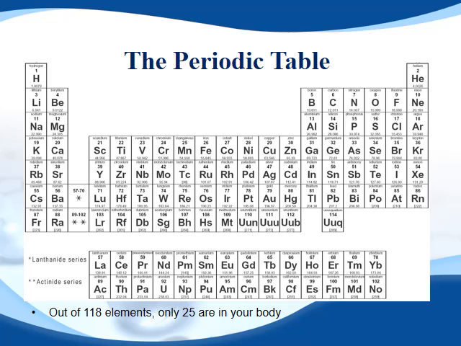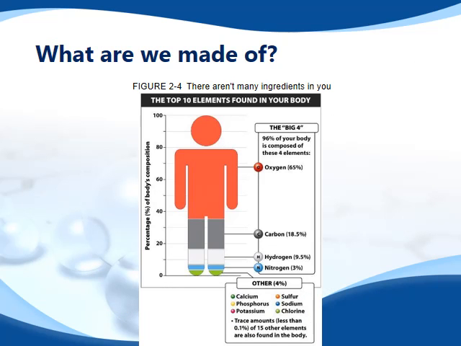Out of 118 elements, only 25 are in your body. So what are we made of? This diagram shows the top 10 elements found in your body. In this course, we're going to be focusing on the big 4. 96% of your body is composed of these 4 elements: oxygen, carbon, hydrogen, and nitrogen.